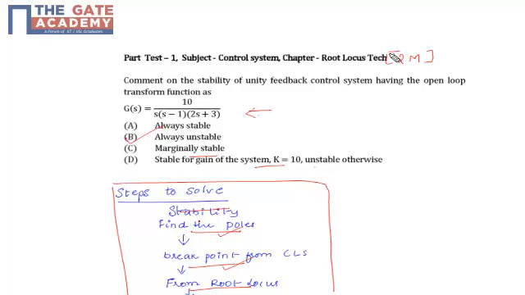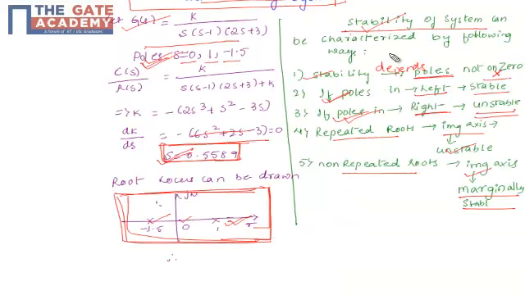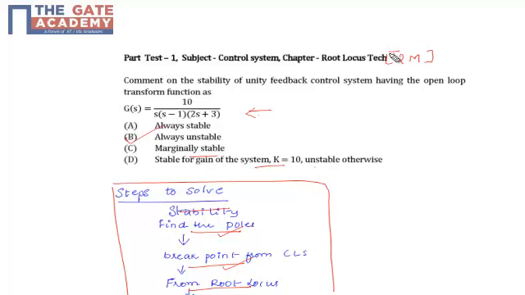So from this question we have learned what is stability and how to find out the poles and breakpoint, and how to draw the root locus from the obtained poles and breakpoint. And from this we can determine the stability of the system.